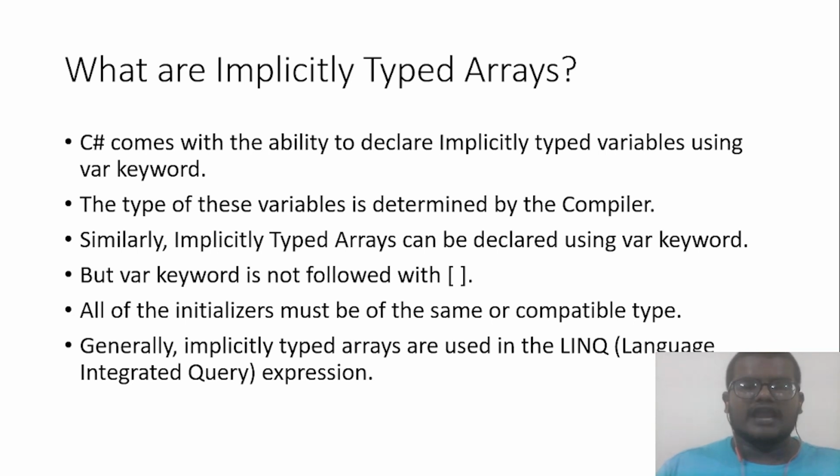These implicitly typed arrays are used in the LINQ expression, that is language integrated query. Language integrated query is an API that provides querying capabilities to .NET languages with a syntax similar to SQL.